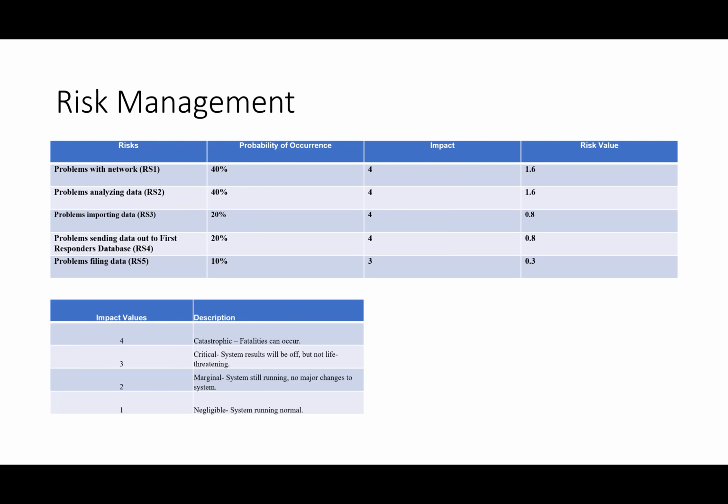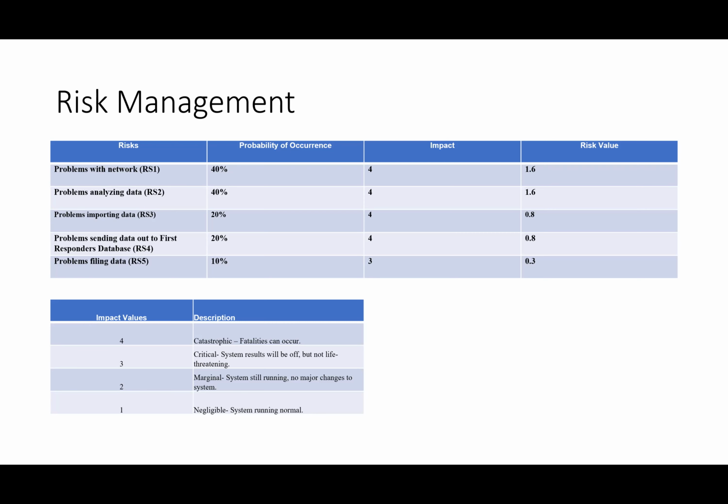And this software may be to blame if it's not working because of these problems. Other risks that were less than 1, so there will be no risk management sheets for them, include problems importing data, problems sending data out to the first responders database, and problems filing the data. That one was categorized as an impact value of 3, because even though the filing will be off, it will still be sent over to the first responders.